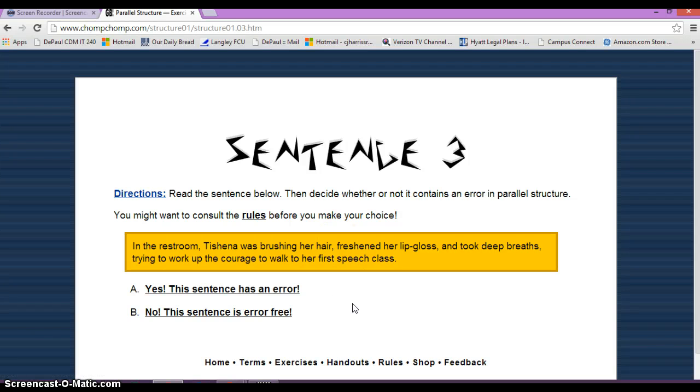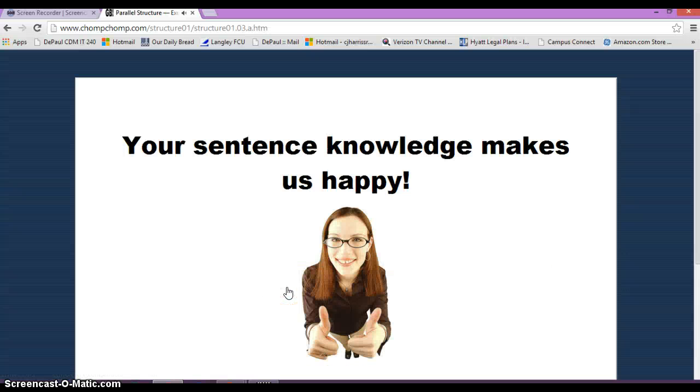In the restroom, Tashina was brushing her hair, freshened her lip gloss, and took deep breaths, trying to work up the courage to walk to her first speech class. Tashina is doing, again, 3 verbs. She was brushing, she freshened, and she took deep breaths. It seems as though our verbs are not exactly in the same tense, so this sentence cannot be parallel.